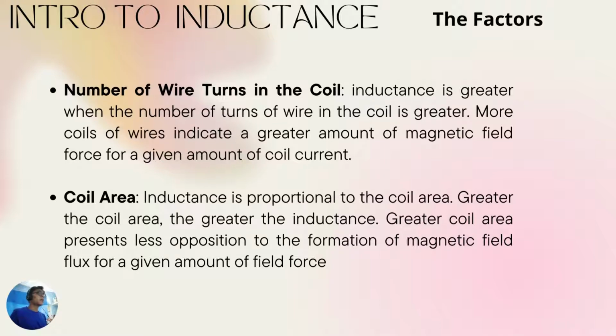Inductance is greater when the number of turns of wire in the coil is greater. More coils of wire indicate a greater amount of magnetic field for a given amount of coil current. Coil area: inductance is proportional to the coil area. The greater the coil area, the greater the inductance. Greater coil area represents less opposition to the formation of magnetic field flux for a given amount of field force. So essentially there are two factors that we need to consider: the number of wire turns in the coil and the coil area.